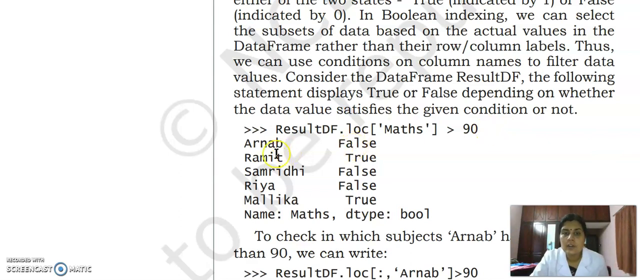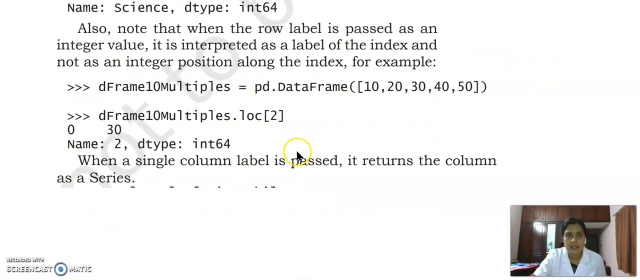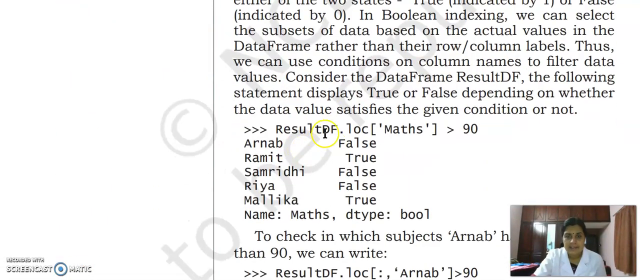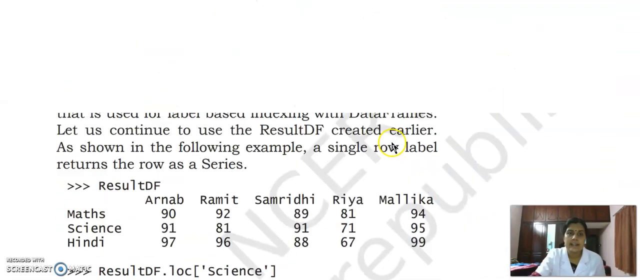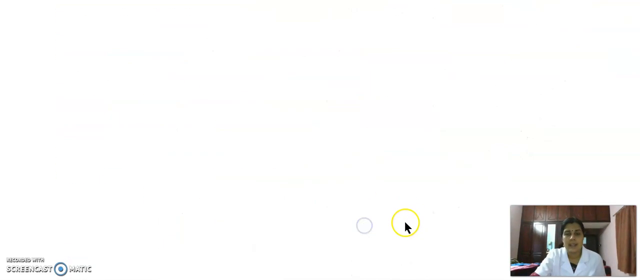Example, let's look at result_df.loc['maths'] > 90. That means the maths mark greater than 90 means for Ramit and Mallika. For Arnab it is equal to 90. So greater than 90 is the condition. Then for Arnab it will be false because Arnab's maths mark is 90, which is not greater than 90, it is equal to 90. In the case of Ramit, it will be true, Samriddhi false, Riya false, Mallika true.